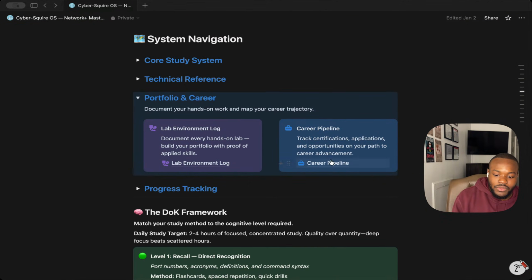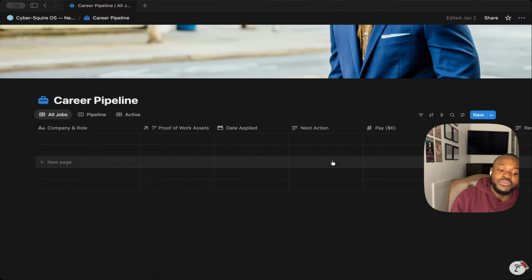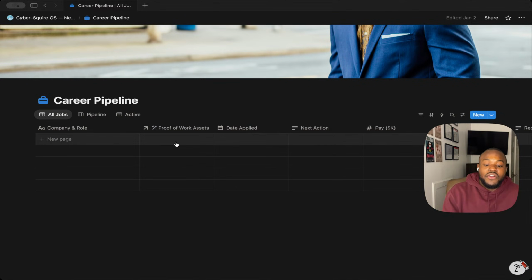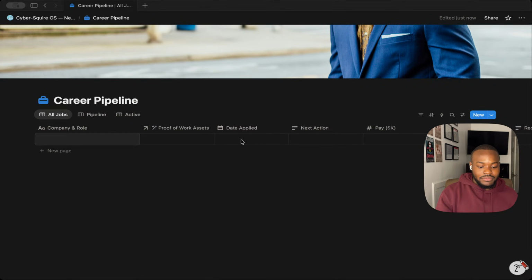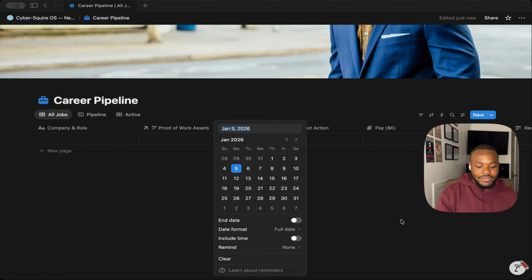Now, all this is linked so that, at the end of the day, the goal here is the job, the career, the pay, the raise, all this. We have the company that you applied for. Then we have proof of work assets. These are your projects and labs that you did during all this process, all logged right here. Then we have date applied, calendar.